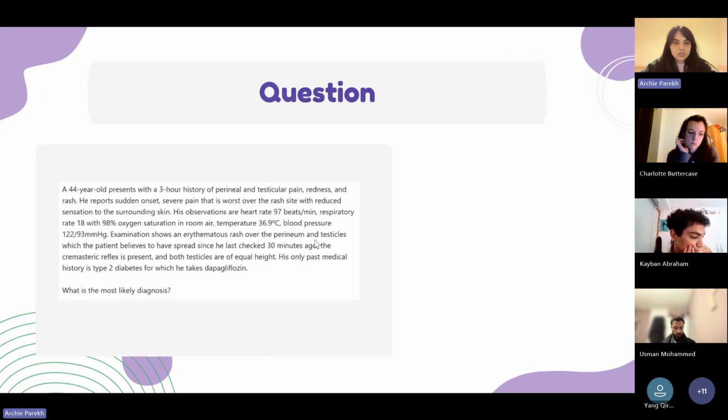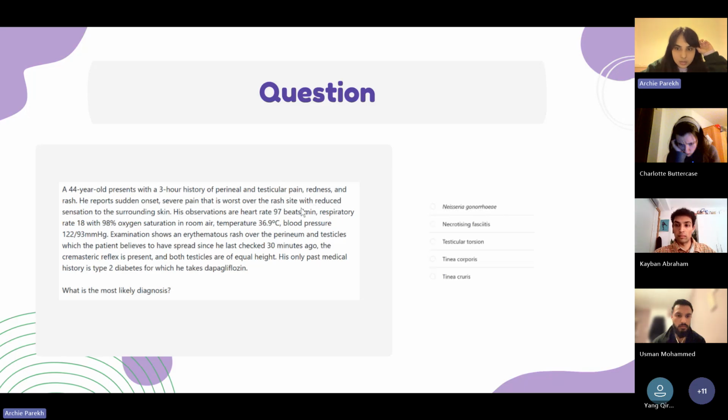Next question. This is quite a long question, but I'll give you guys a few seconds. So we have a 44-year-old man with a 3-hour history of perineal and testicular pain, redness, and rash. Sudden onset, severe pain that's worst over the rash site with reduced sensation to the surrounding skin. His obs are fine. And then the rash has spread within the last 30 minutes.